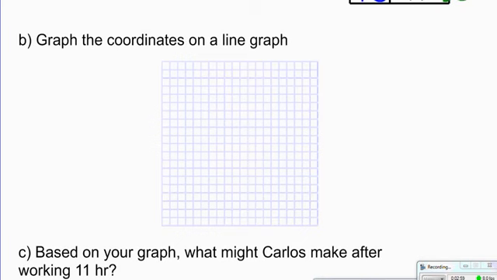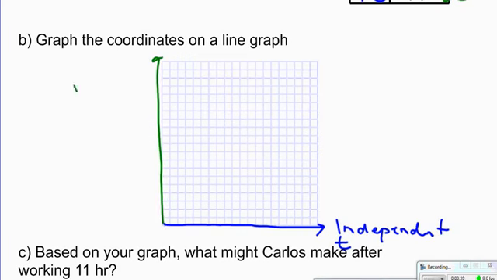So the horizontal axis, what we usually say is our x-axis, is always our independent variable. And so in this case, our independent variable is time in hours. And so then our vertical axis is the dependent variable, and that is earnings. So we need to make a scale, 0. So let's have 1 hour, 2 hours, 3, 4.